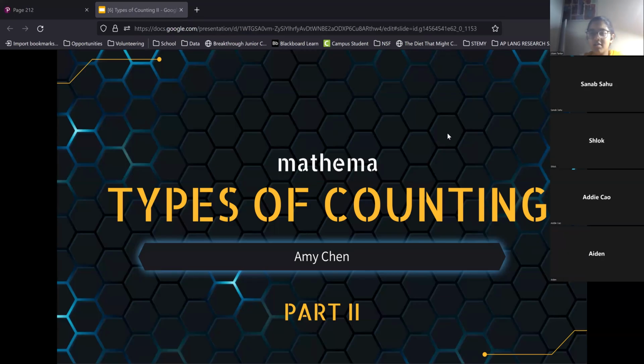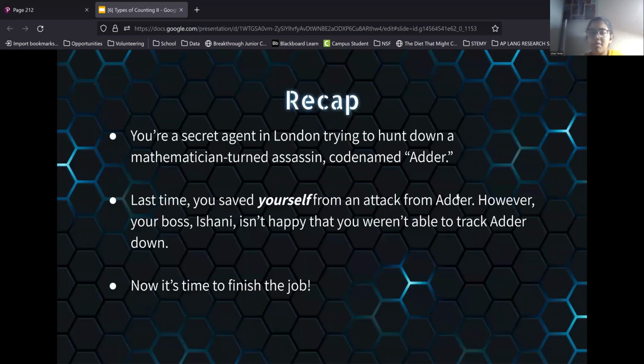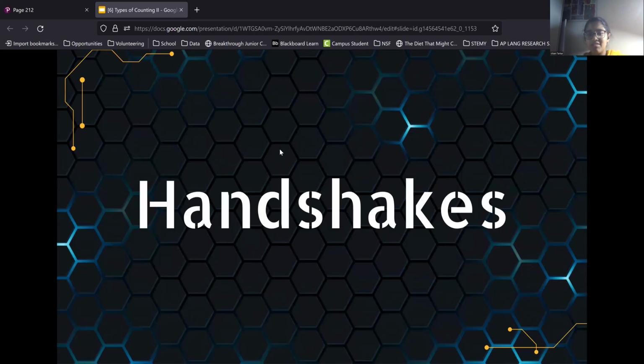Okay, so we are continuing last class's storyline. Types of counting, part 2. To recap, you're a secret agent in London trying to hunt down a mathematician turned assassin, codenamed Adder. Last time you saved yourself from an attack from Adder. However, your boss, me, isn't happy to see that you couldn't track Adder down. So now it's time to finish the job.